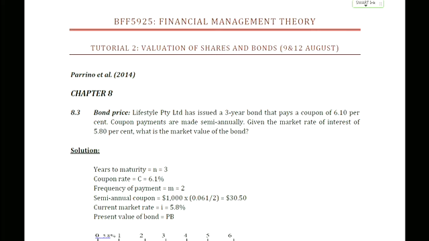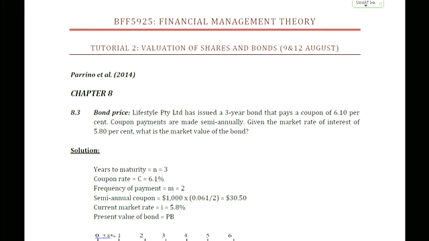So the question is, Lifestyle Limited has issued a 3-year bond that pays a coupon of 6.1%. As I said, if there is no information at all regarding the interest rate, by default it is quoted annually, right? So 6.1 here is 6.1% per annum. Coupon payments are made semi-annually. Given the market rate of interest of 5.8%, what is the market value of the bond?